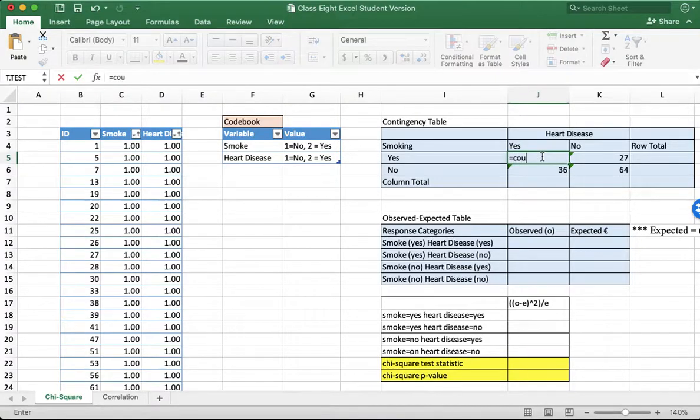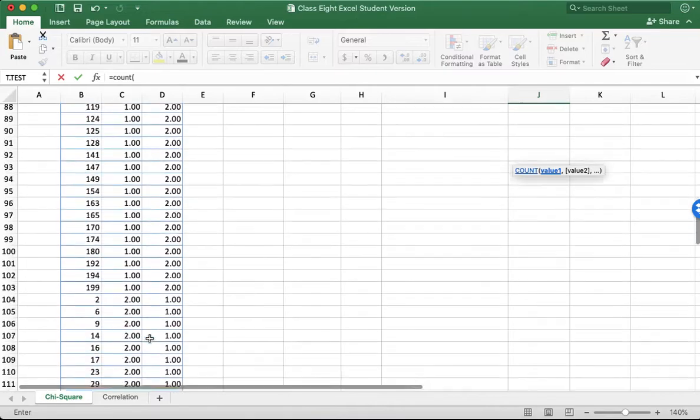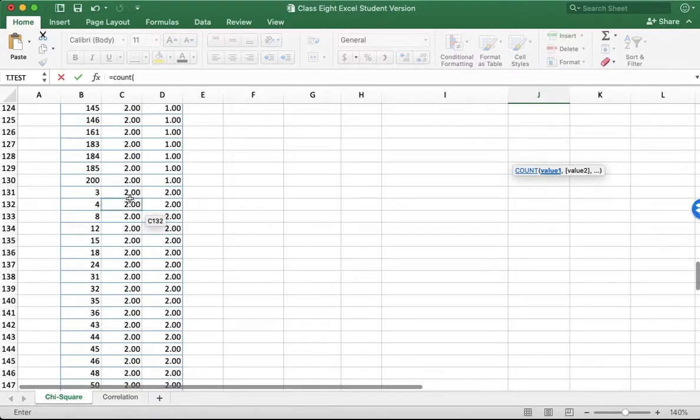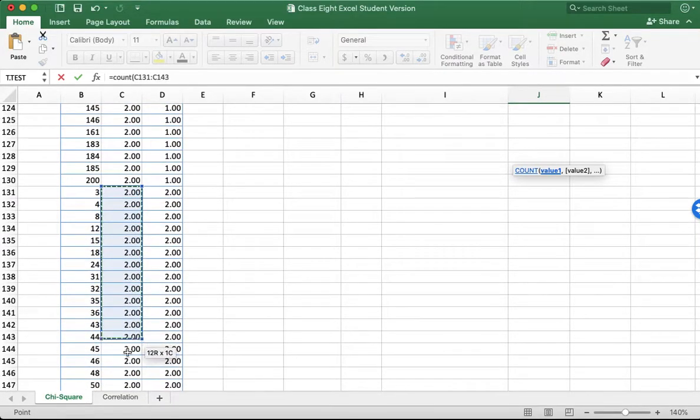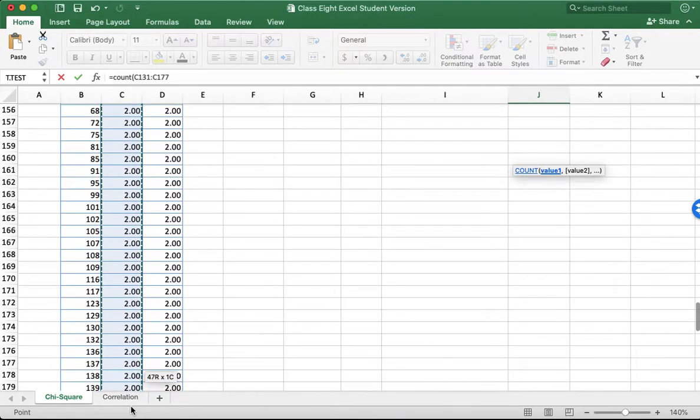And then we'll do our final count of all the people who put that they both smoked and had heart disease. So these are all the people who indicated a 2 and a 2.